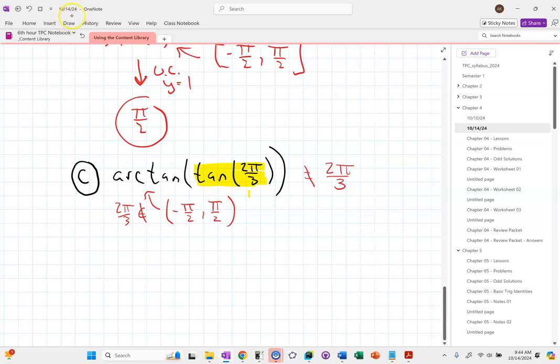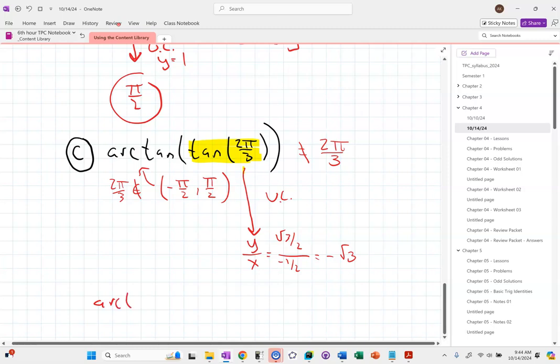So I'm going to go into my unit circle, locate 2 pi over 3. And I know that tangent is y over x. The y coordinate at 2 pi over 3 is square root 3 over 2. And the x coordinate there is negative 1/2. So that becomes negative root 3. So we have now is arctan of negative root 3.